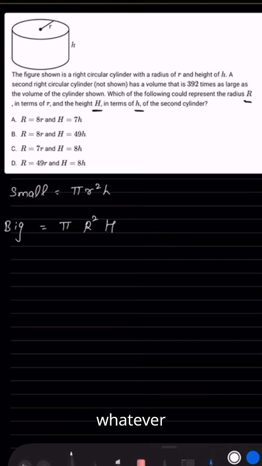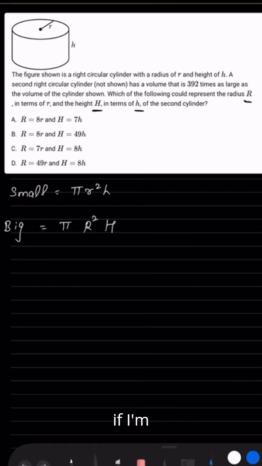So we can clearly see whatever factor would be there for capital R, that factor would be squared here, and whatever factor of capital H would be there, that factor would be simply multiplied here. So what we have to do in this question is just square the number in the first part of the option, that is this one, and multiply it with this one.